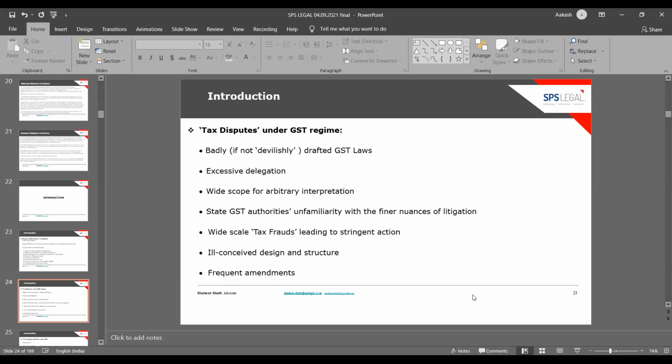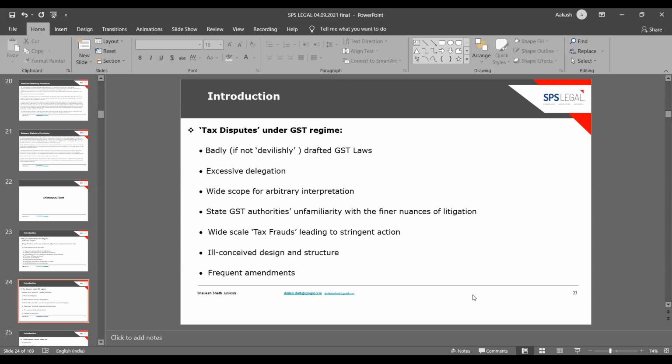GST, as you know, has state government authorities and central government authorities manning this law simultaneously in a conjoined manner. The indirect taxes that have been subsumed, like customs, excise and service tax, have always had a very well-defined process of litigation, starting from investigation, search, and seizure, and then show cause notice, audit objection resulting in show cause notice, adjudication, first appeal, tribunal.